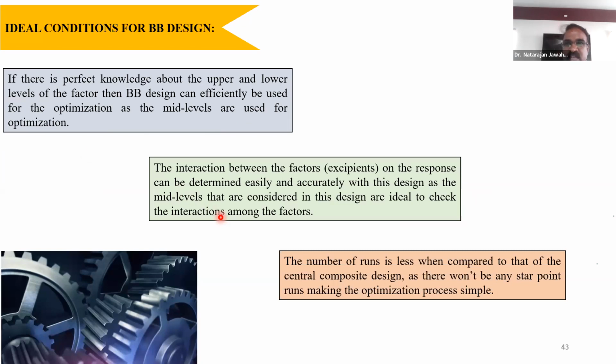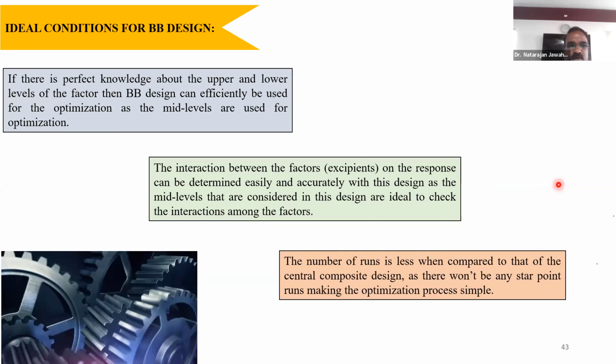Not only the factors within the level, different levels are there. How much influence those levels have on the response will be easily judged or established by these mid-level points. So the number of runs is less compared to the central composite design, as there won't be any star point runs. Since there is no star point, the number of runs will be less.